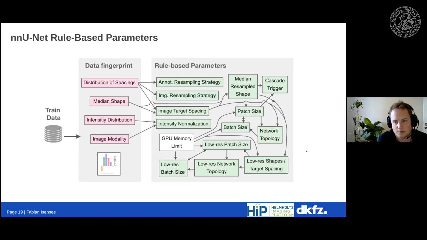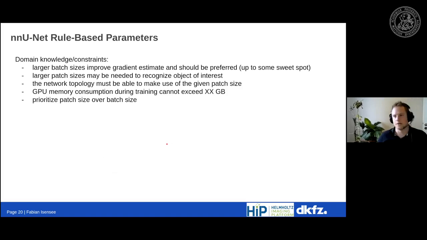Most notably, and I think this is one of the more interesting parts, it will decide what network topology, so what kind of instantiation of the 3D UNet template that I mentioned earlier we would like to use, and what batch size and patch size we should use to train it, of course, given some GPU memory limit. So the way this looks is that we have certain domain knowledge and constraints in place.